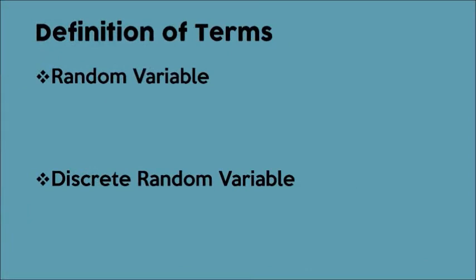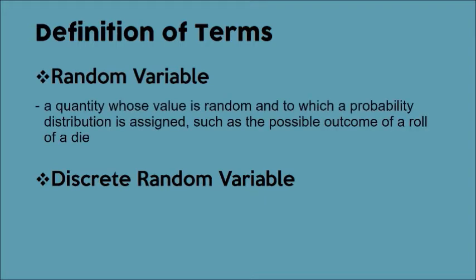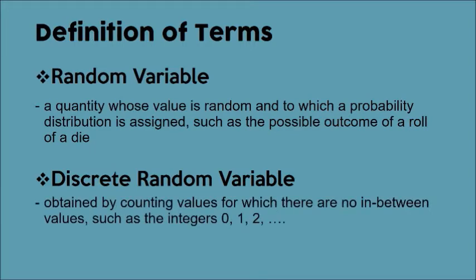First off, we should define terms. I will not be dwelling long on what a random variable and a discrete random variable is, since this topic has been discussed in previous tutorials. So in summary, a random variable is a quantity whose value is random and to which a probability distribution is assigned, such as the possible outcome of a roll of a die. Meanwhile, a discrete random variable is a type of random variable which is obtained by counting values for which there are no in-between values, such as the integers 0, 1, 2, and so on.